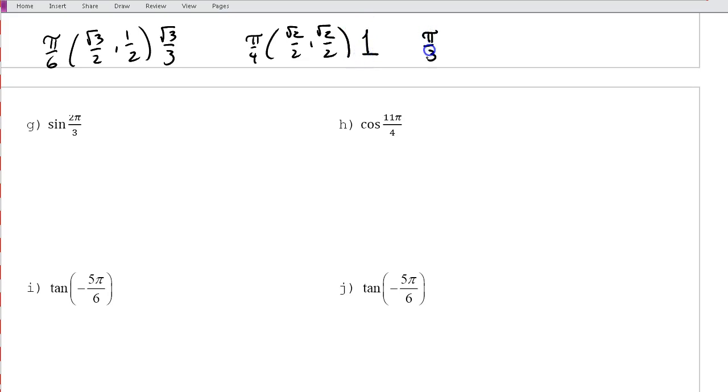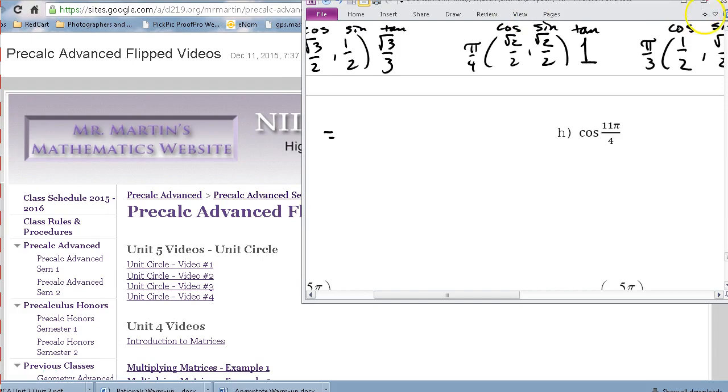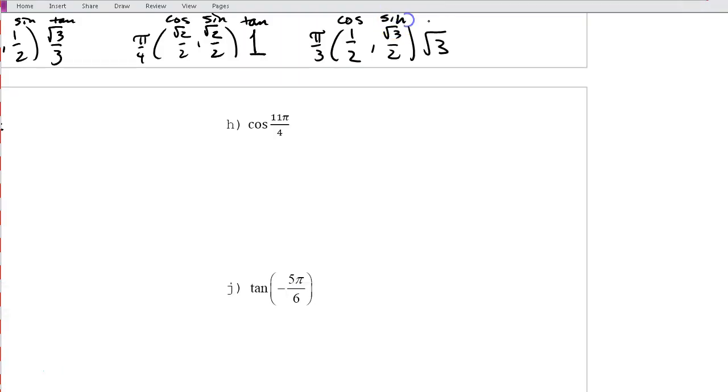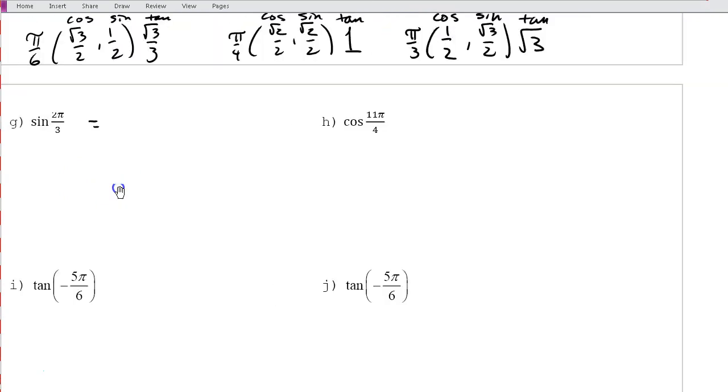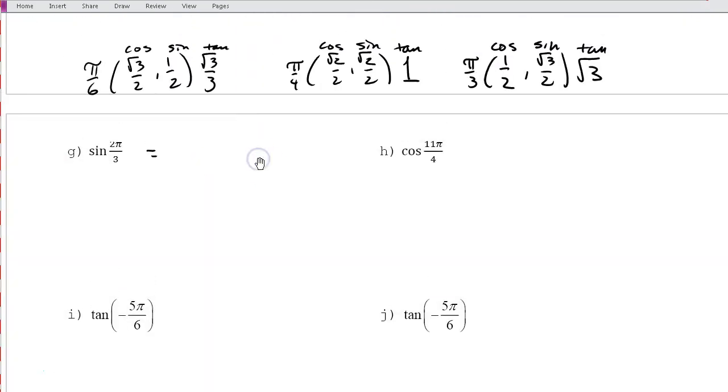And then my pi over 3, okay, that's the same as pi over 6 except they're flip-flopped, so that's 1/2, root 3 over 2, and then my y divided by x, that's just going to give me root 3. Because I know that that 3 and that 3 have to match. Okay, so now I've got sine of 2 pi over 3. So these are my cosine, sine, tangent, and tangent.